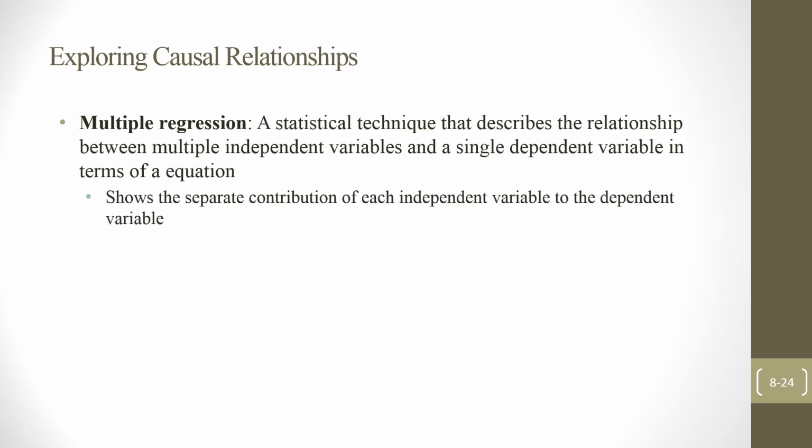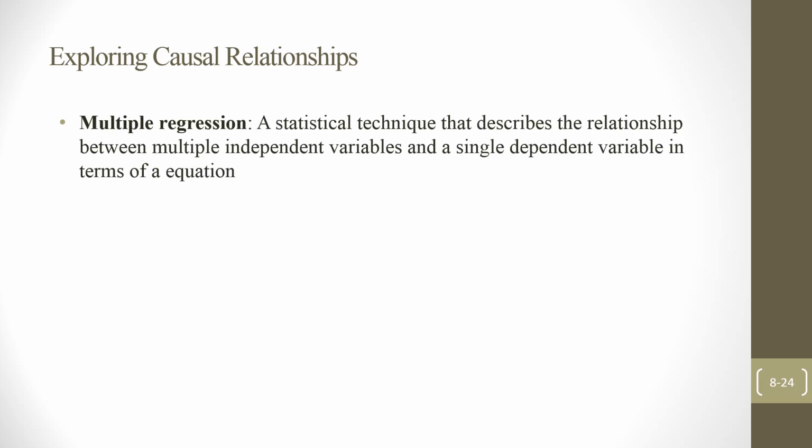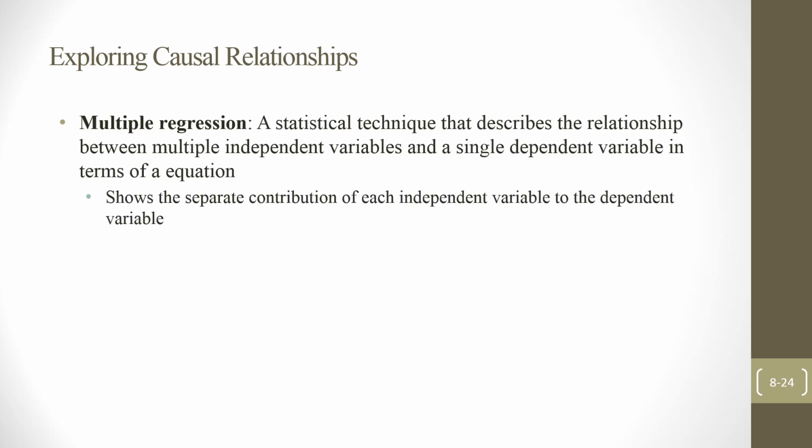Okay, and this leads to a very effective tool called multiple regression. It's a technique that describes the relationship between multiple independent variables and a single dependent variable in terms of an equation. It shows the separate contribution of each independent variable to the dependent variable. And in multiple regression, we actually call them predictors and criteria. But be careful. Predict does not mean cause.